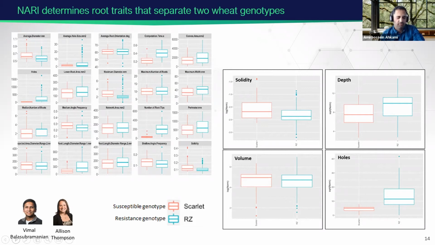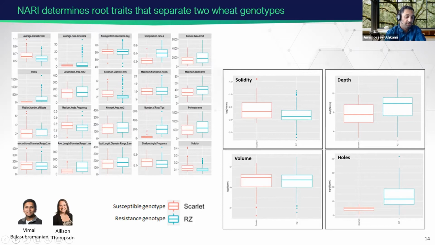For example, we measured a parameter called solidity, which is the ratio of network area and the convex area. By determining this, we can have a sense of how the root biomass is distributed within the network shape. If a genotype shows lower solidity, it means that the roots are ranging widely and deeply with large gaps between them. But if a genotype shows a higher solidity, it means that the roots are growing densely together.